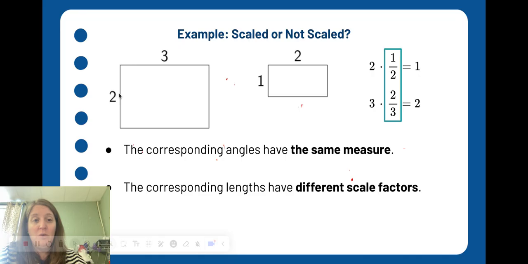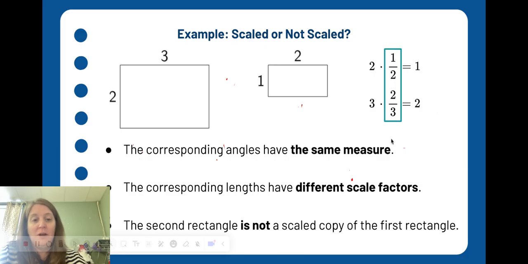Because if you look, if you want to multiply 2 to get 1, it would be half, right? Because half of 2 would be 1, so this is half. But if you multiplied 3 by half, you would not get 2. 3 times half would be 1.5. So 3 times 2/3 would give you 2. So that would be different. So therefore, they would not be the same. The second rectangle is not a scaled copy of the first rectangle because they have different scale factors.